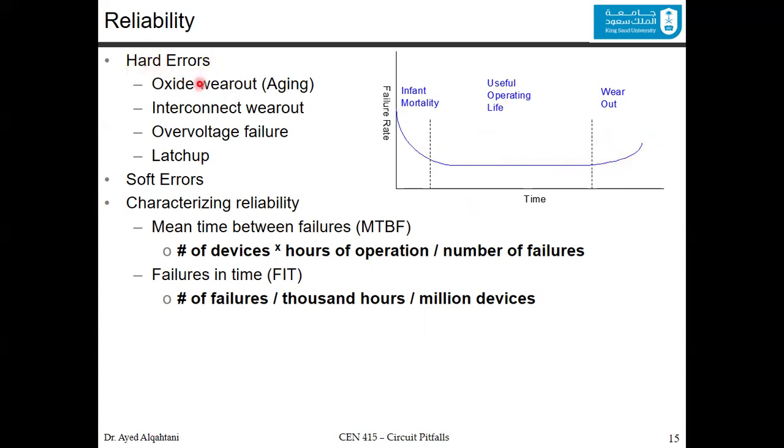The hard errors could be oxide wear out or aging, and we talked about the four reasons for aging. Also the interconnect wear out, like electromigration. And we have the over voltage failure and the latchup, and we will talk about these two shortly. Also, there are soft errors. We will talk about them after we cover these two.